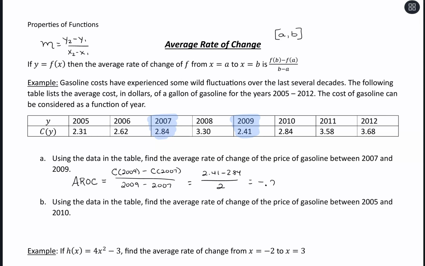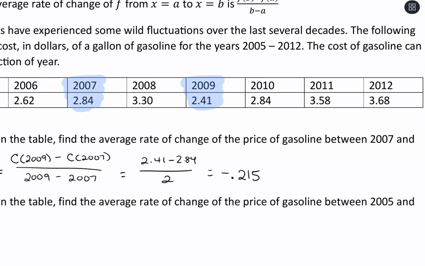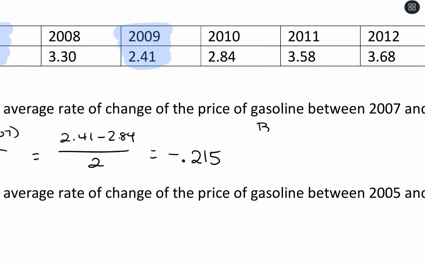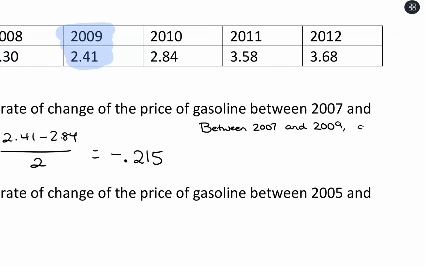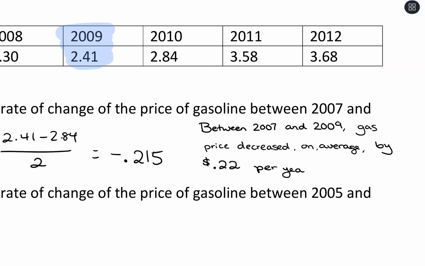negative 0.215. So what that tells me is that between 2007 and 2009, gas price decreased on average by 22 cents, we'll round that, per year.